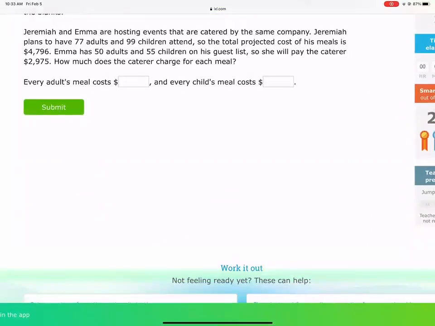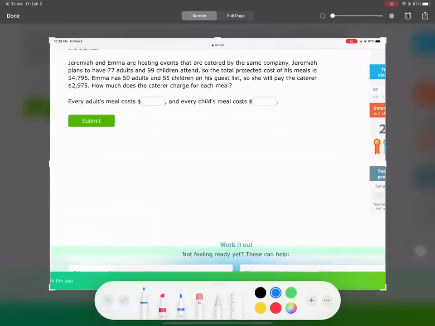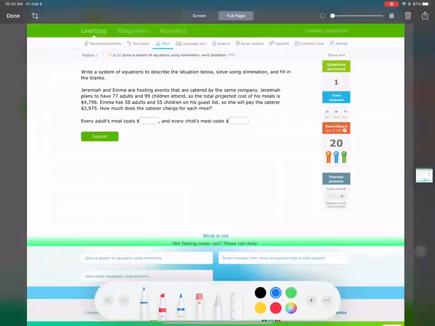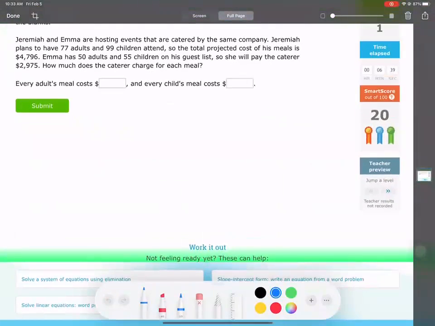All right, let's do our next problem. This one has a lot larger numbers, but let's not let that intimidate us too much. Our goal is to read the paragraph, write our equations from it, and then we can use a method to solve it. In this case, we'll use elimination.